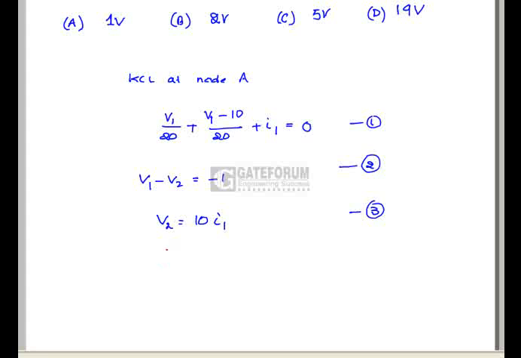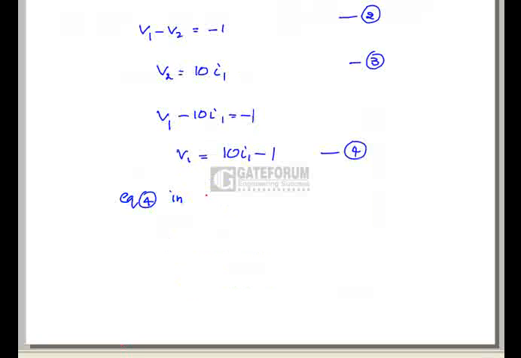Here V1 minus 10 I1 equals minus 1, that is V1 equals 10 I1 minus 1. So if we substitute equation 4 in equation 1 and solve for V1, then we will get V1 as 2 volts, which is option B, is correct.